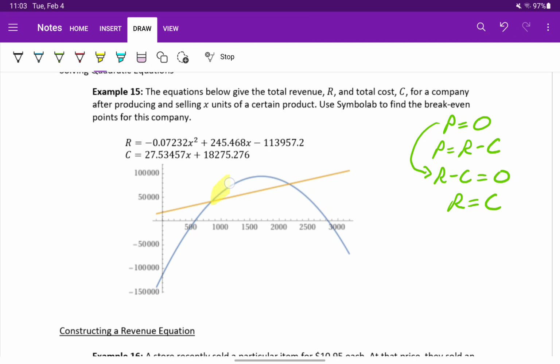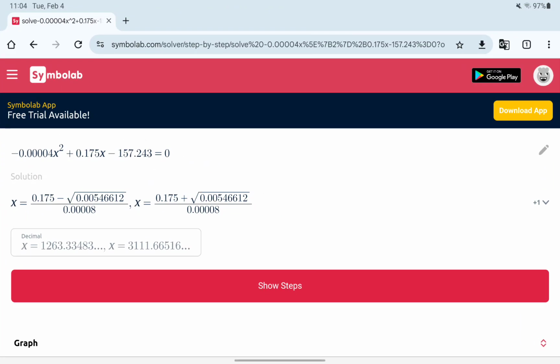But we have the same scenario that we're looking at. We have a portion of this graph where our revenue is exceeding our costs, and then we have portions of this graph where our costs are exceeding our revenue. So what we're looking to find are these 2 points where our revenue and our cost intersect, which again represent those break-even points.